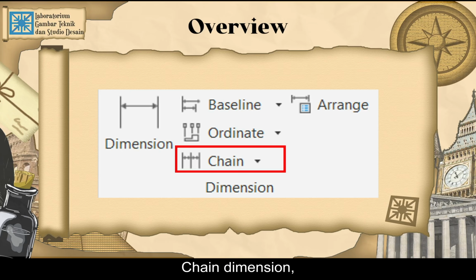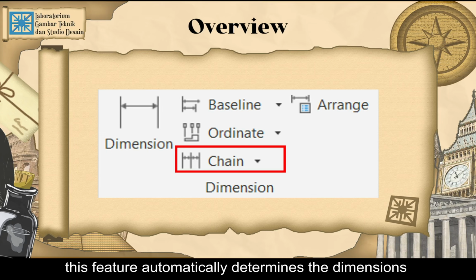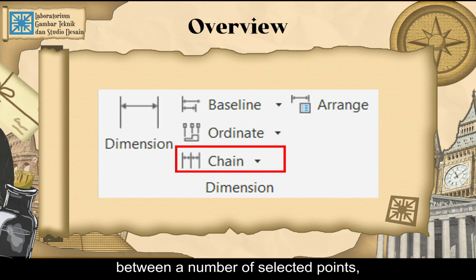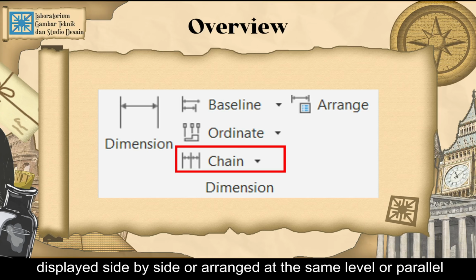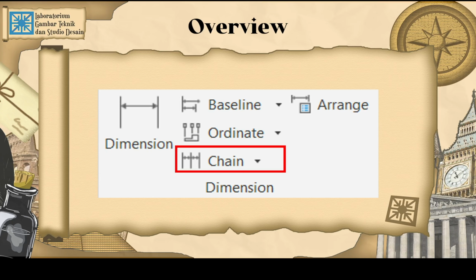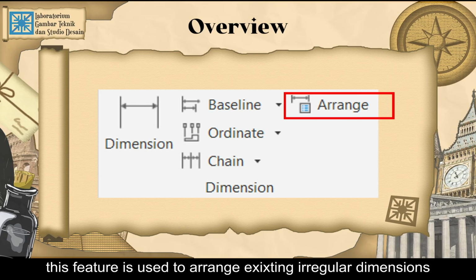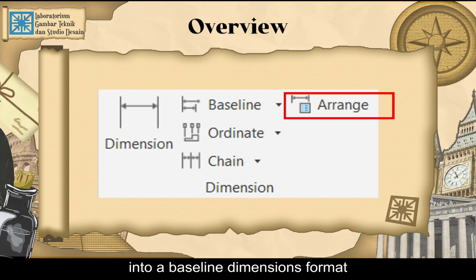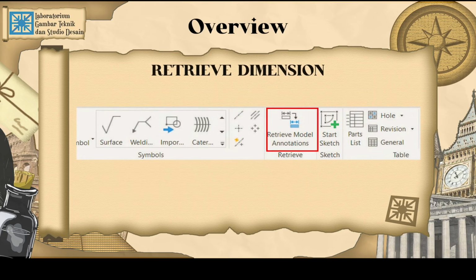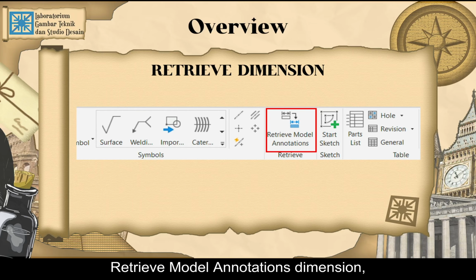Chain dimensions. This feature automatically determines the dimension between a number of selected points, displayed side by side or arranged at the same level or parallel. Arrange dimensions. This feature is used to arrange existing irregular dimensions into a baseline dimensions format. And the last dimension is retrieve model annotations dimensions. This feature automatically displays the dimensions and tolerance on an object.